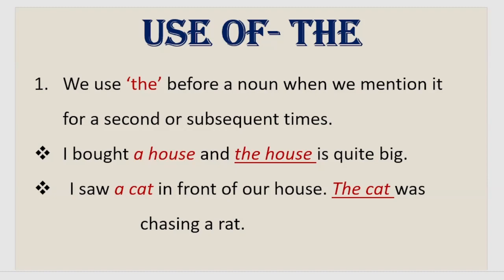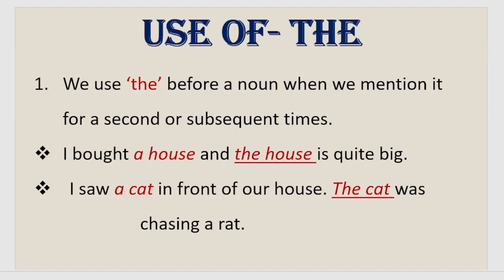Similarly, in the second sentence we can mark, I saw a cat in front of our house. The cat was chasing a rat. First time a cat, and second time we have used the definite article "the" before cat. The cat was chasing a rat.